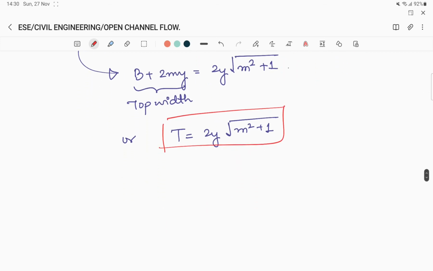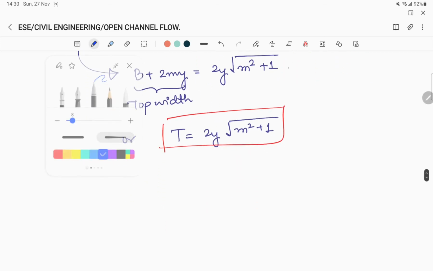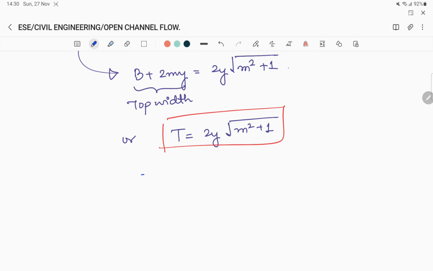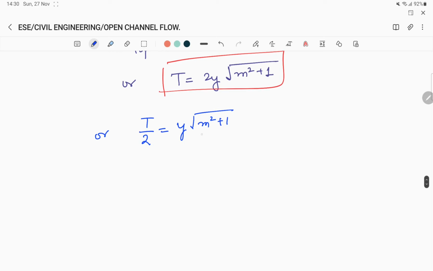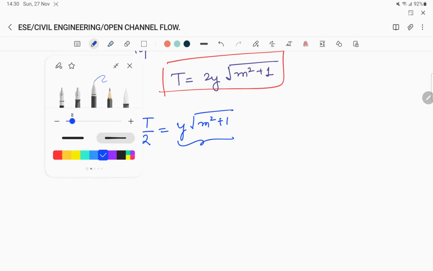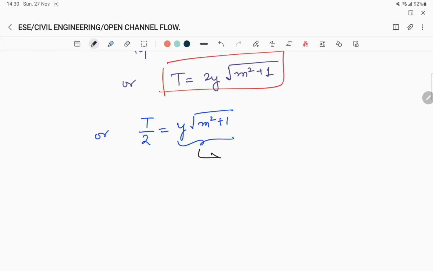Or we can also reduce it like this. If you take 2 on the LHS, it will become T by 2 is equal to y under root m square plus 1, and we know that y under root m square plus 1 is nothing but the length of the side slope.